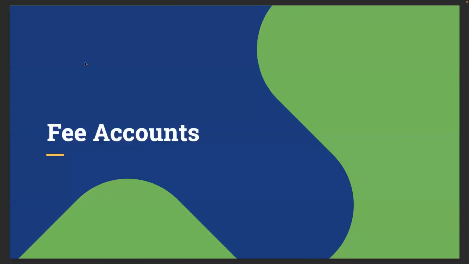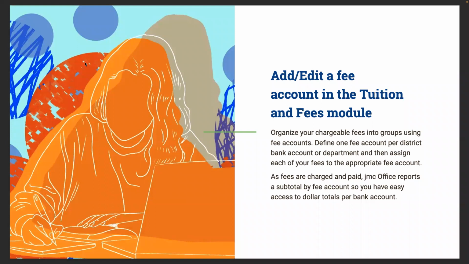Fee accounts. Organize your chargeable fees into groups using fee accounts. Define one fee account per district bank account or department, and then assign each of your fees to the appropriate fee account. As fees are charged and paid, JMC Office reports a subtotal by fee account so you have easy access to dollar totals per bank account.